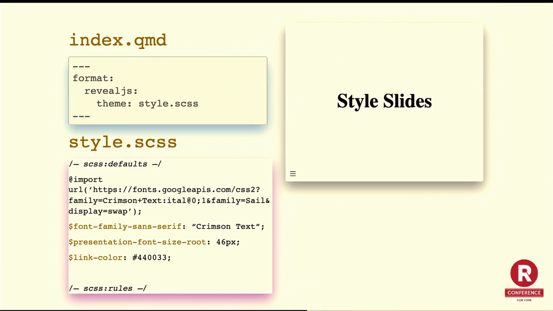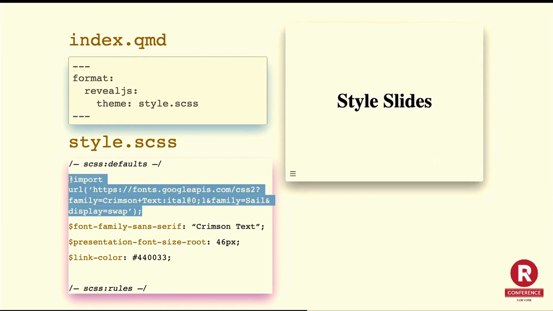So in your Markdown file, you specify in the YAML, hey, I want to add some CSS. And here we're technically using SCSS. So it's like a supercharged CSS that allows us to do logic and more easily pass variables. And then our style slide will look like this. So here is the import statement that we downloaded from Google. And then we just say, hey, I want the font family of the sans serifs, description text.